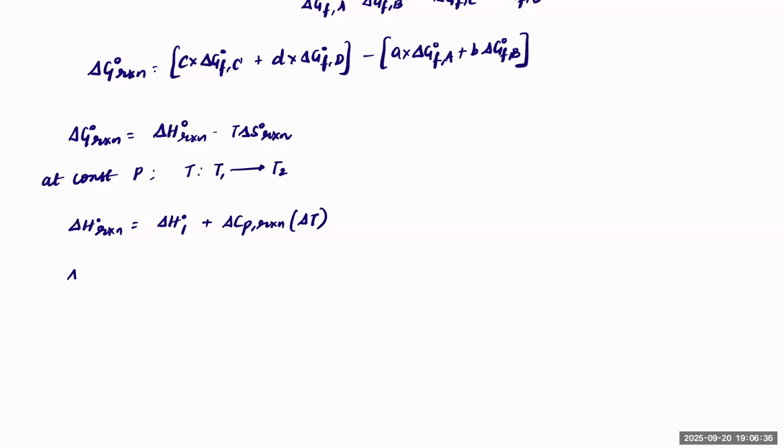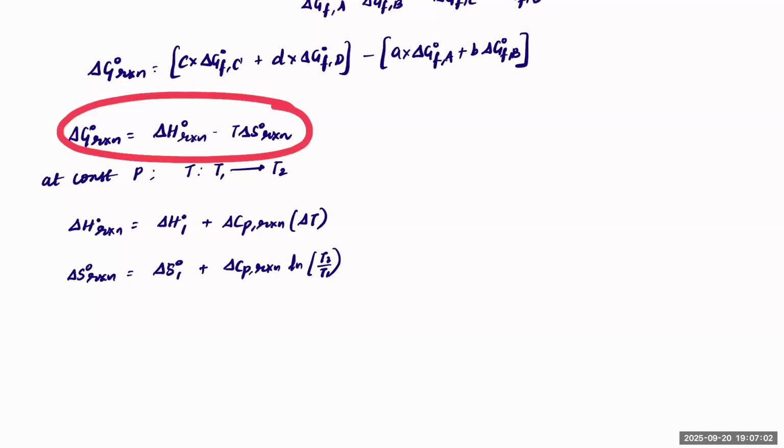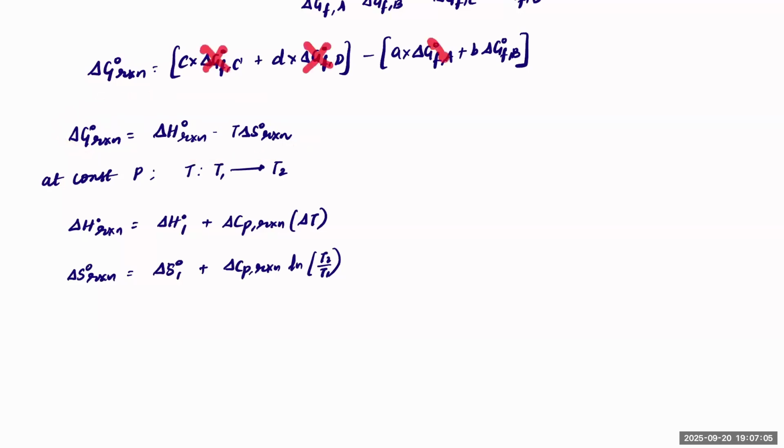This is how we can write down delta H of the reaction. And delta S of the reaction, this also I told you already. Delta S of the reaction is equal to delta S naught 1 plus delta Cp of the reaction into ln T2 by T1. So these two can be individually calculated and then substituted back into this equation to get delta G naught of the reaction. If these terms are not given, if only delta H, delta S terms are given, you use that, substitute the values here and calculate.